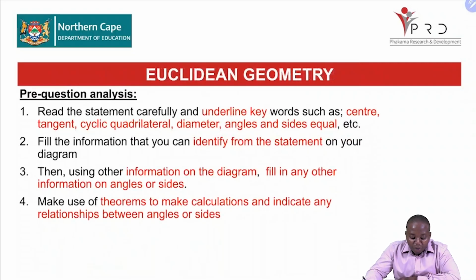Number 4, we have to make use of theorems to make calculations to indicate any relationship between the angles or sides. That's what we are doing here. So we apply the theorems, make calculations, and indicate any relationship between the angles or sides without the question pointing it out to say calculate this, calculate that.